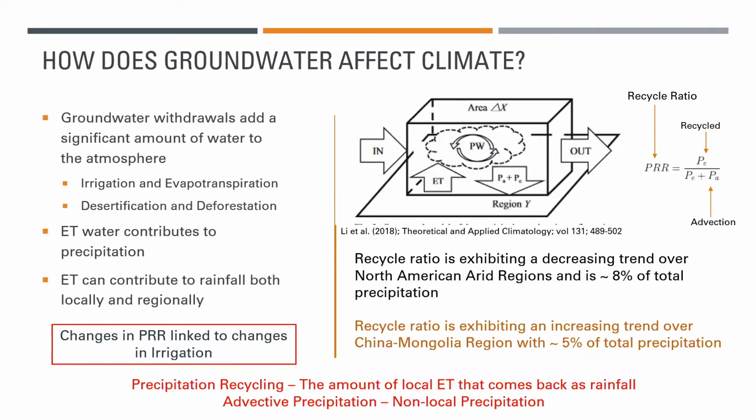What we are seeing in the U.S. is that in most of arid West North America, which includes Lubbock and Southwest, Western United States, we are actually seeing a decrease in that precipitation ratio.